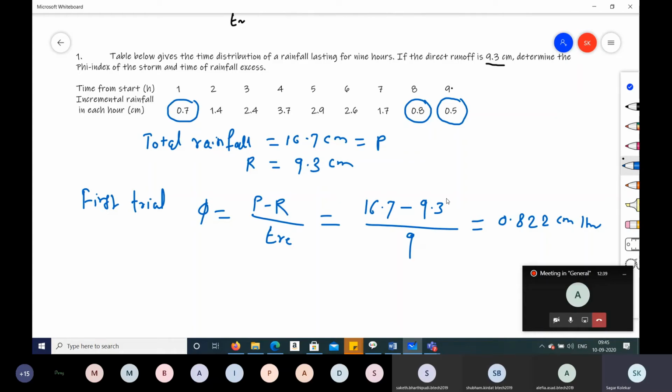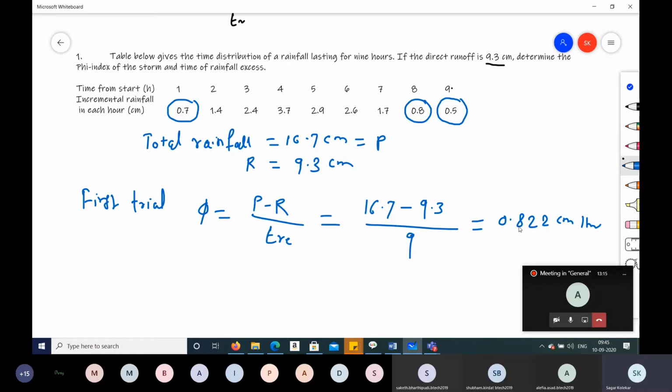Are you clear? Yes, sir. Initially we assumed that all the rainfall values are excess rainfall, and that's why we considered the entire 9 hours as the duration, and we got 0.8225. We are not sure whether it is correct or not, but what we come to conclude from this is that these three hours, the first, 8th and 9th, are ineffective because they are less than 0.82.